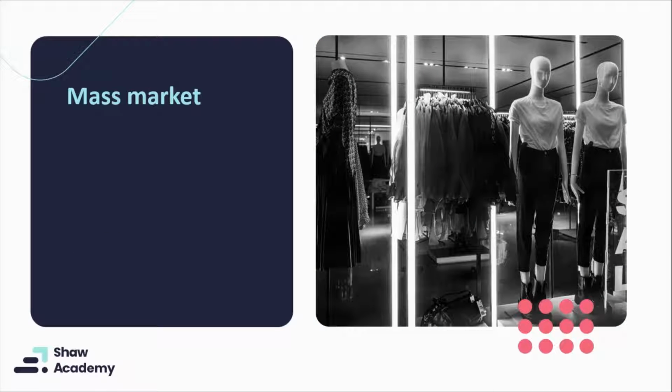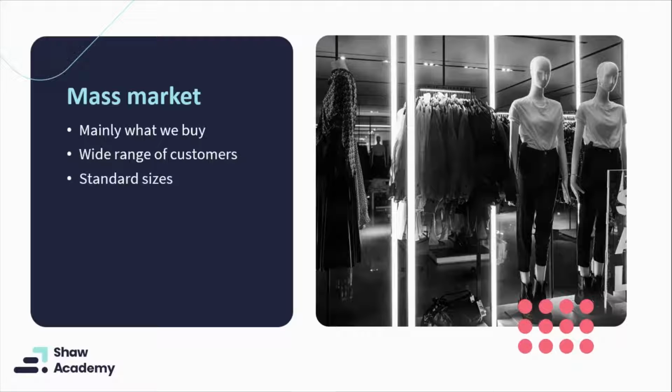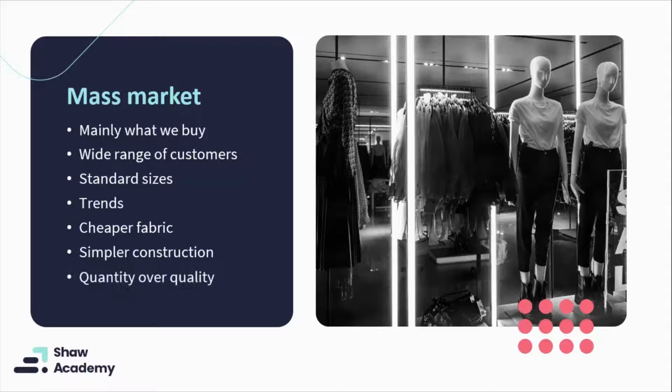The fashion design industry relies the most on mass market clothing as it is mainly what people buy in store and online. The mass market caters for a wide range of customers as it comes in a variety of clothing sizes, producing ready-to-wear clothing that aligns with the newest trends. To save time and money, clothing is made from cheaper fabric and simpler construction techniques are used. The priority of mass market clothing is to focus on quantity and not so much the quality of the clothing. Thus, the product can be sold for much cheaper.